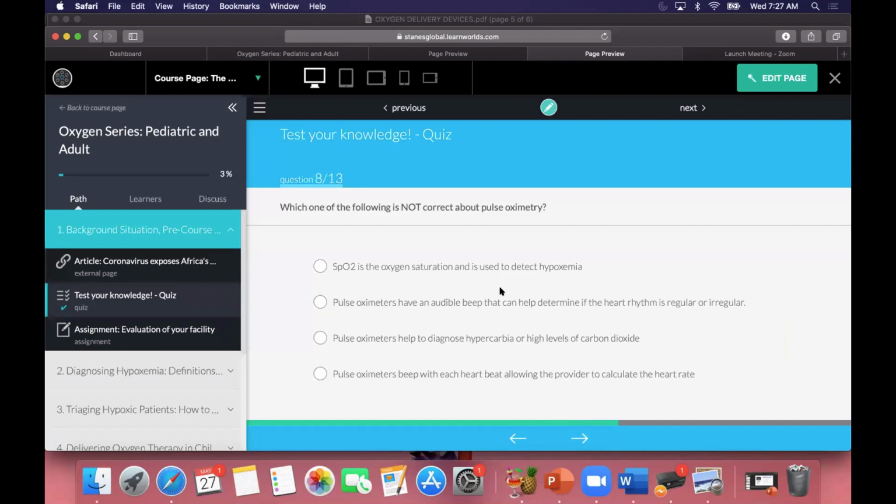Okay, this is multiple choice. Which one of the following is not correct about pulse oximetry? So which one is not correct? SpO2 is the oxygen saturation and is used to detect hypoxemia. Pulse oximeters have an audible beep that can determine if the heart rhythm is regular or irregular. Pulse oximeters help to diagnose hypercarbia or high levels of CO2, carbon dioxide. Pulse oximeters beep with each heartbeat, allowing the provider to calculate the heart rate.